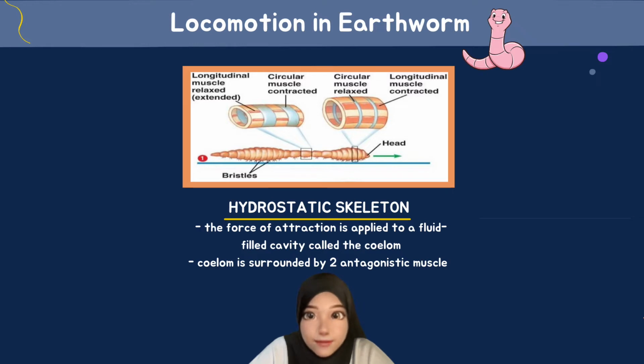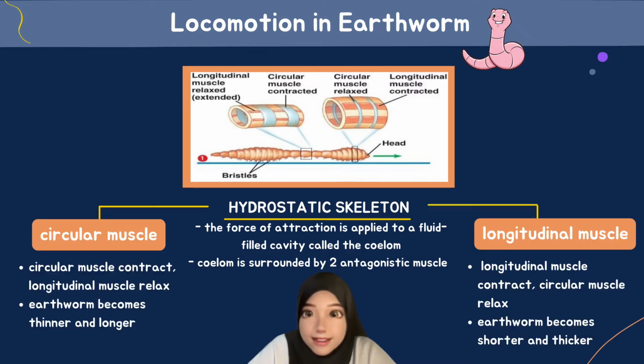Earthworm is an example of an animal with a hydrostatic skeleton, and the force of contraction in the earthworm is applied to a fluid-filled cavity called the coelom. The coelom is surrounded by two antagonistic layers of muscle, which are the circular muscles and the longitudinal muscles. Circular muscles are the muscles that surround the chamber. When the circular muscles contract, the longitudinal muscles relax, and the earthworm will become thinner and longer.